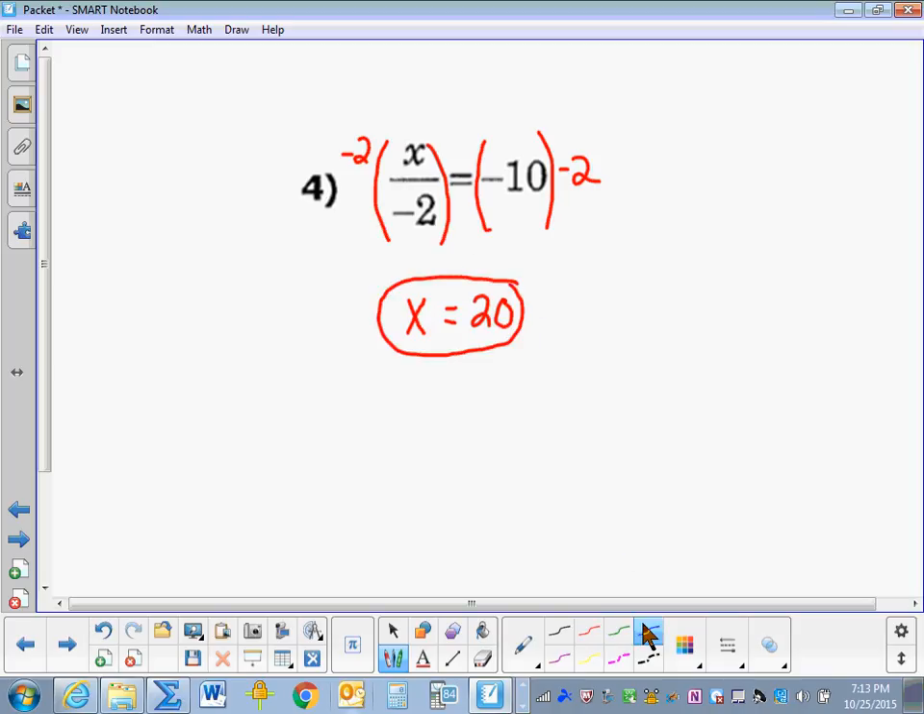And let's check that by substituting 20 back into the original equation. We have 20 divided by negative 2 is equal to negative 10. 20 divided by negative 2 is negative 10. Negative 10 is equal to negative 10. So that one checks.